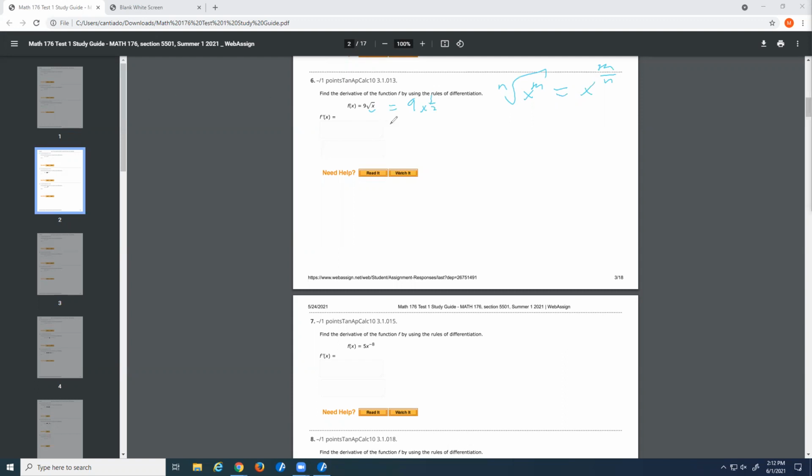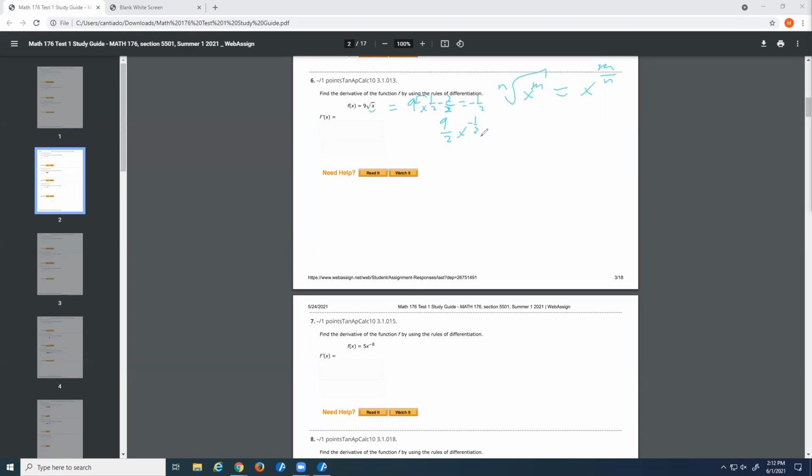So we'll just be subtracting 1 here, or 2/2, and bring down the 1/2 to the front, and we'll be left with minus 1/2 up here. So we'll have 9 divided by 2 times x to the minus 1/2.